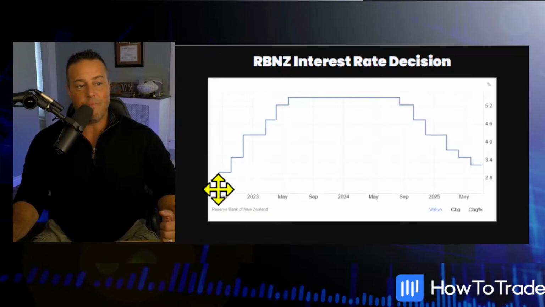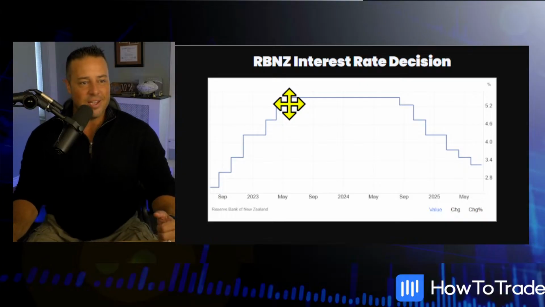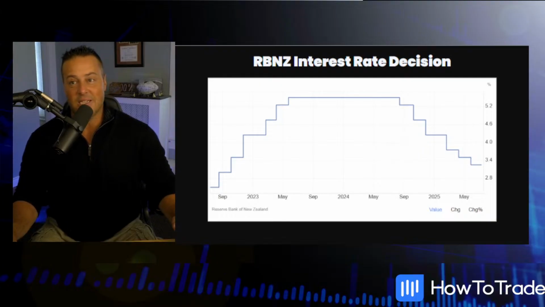Well, you can see that we had some aggressive rate hikes out of the RBNZ, and then what we've got is sort of a plateau, and now we're coming off, and it's just going to be a difficult situation for traders to really expect these aggressive rate cuts to continue. However, we are expecting one out of the RBNZ tonight. So what does that exactly mean for the Kiwi?